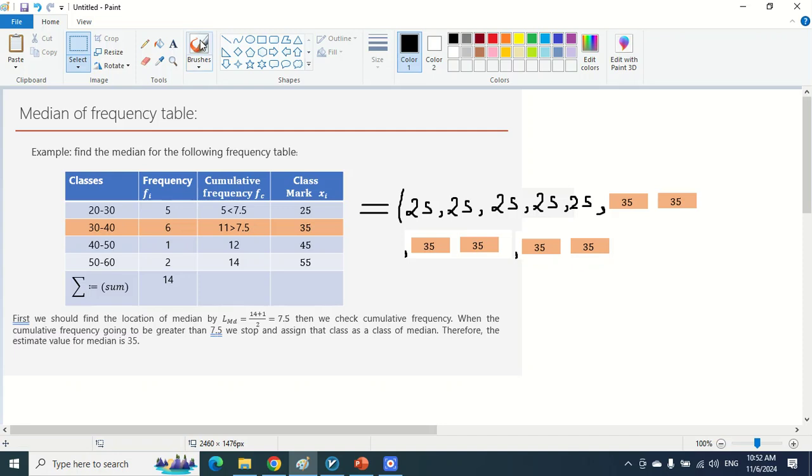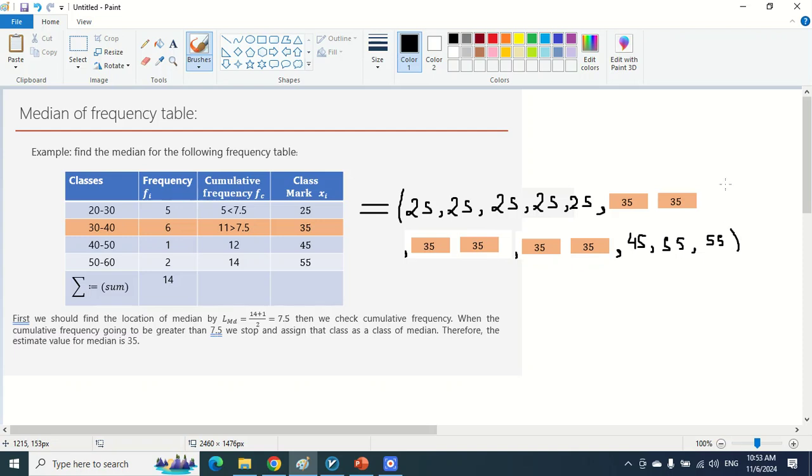So over here we have 45 as well. Let me just put 45, and 2 times 55. So we have 2 times 55, so this is 55, and one more 55 should be considered here. So this table is equal to this type of the raw data.